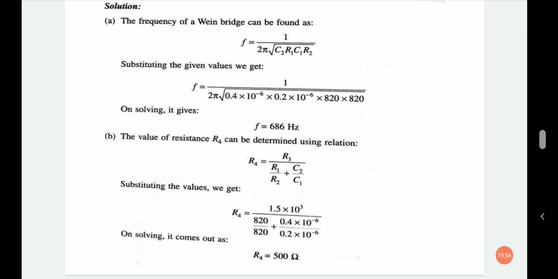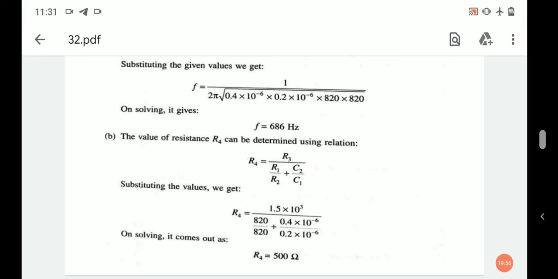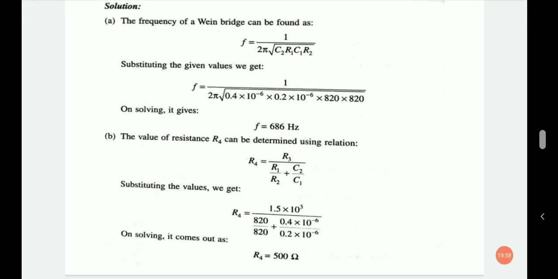So in the next videos we will see the inductance measuring bridge, and later we will see some other bridges.